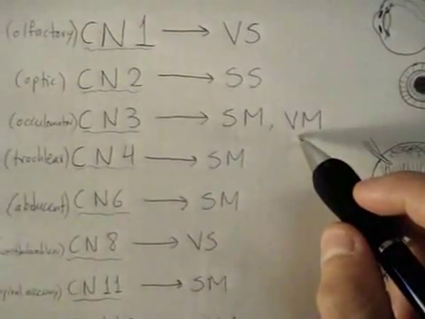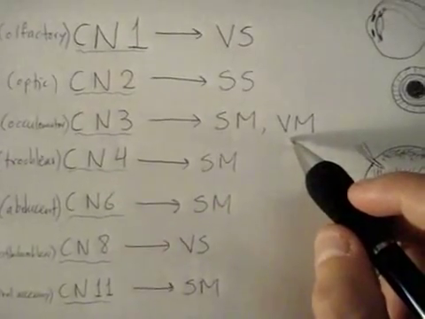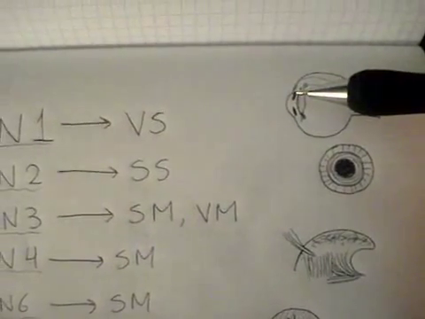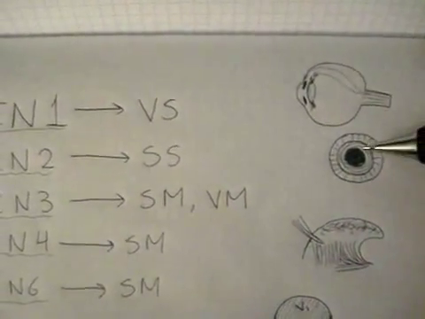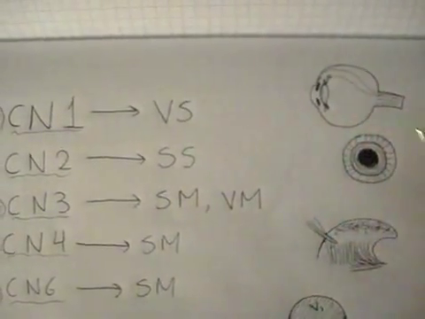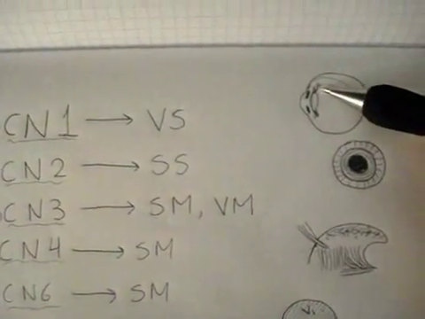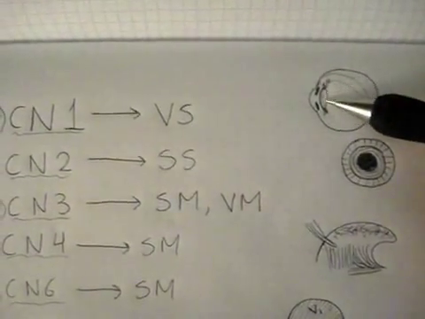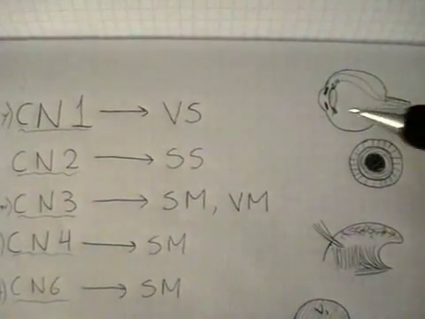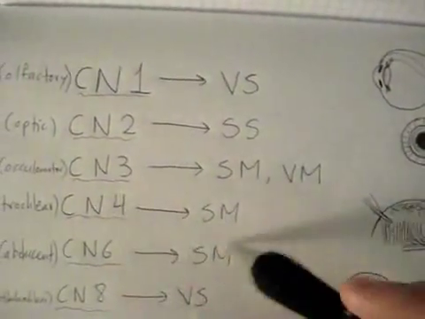And a visceral motor component, which gives off parasympathetic branches that will innervate the muscles that control the diameter of the pupil, specifically the circular muscles, whose contraction makes the pupil smaller, constricts the pupil, and also the muscles that control the shape of the lens. Okay, that's the ciliary body that controls the shape of the lens. So that's the visceral motor component of cranial nerve 3.